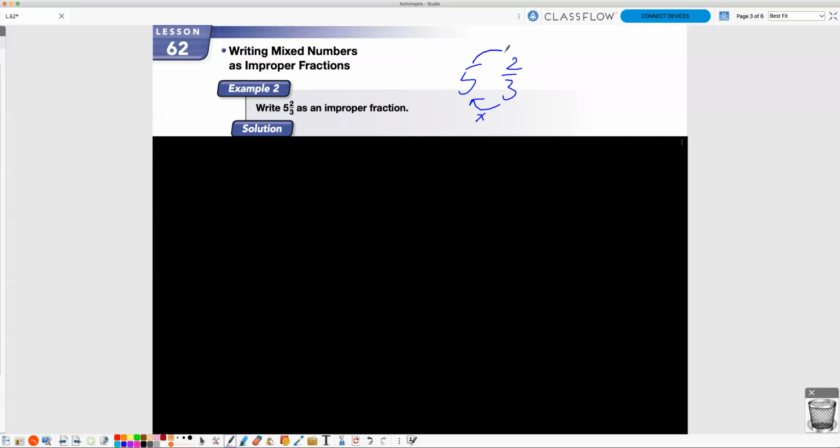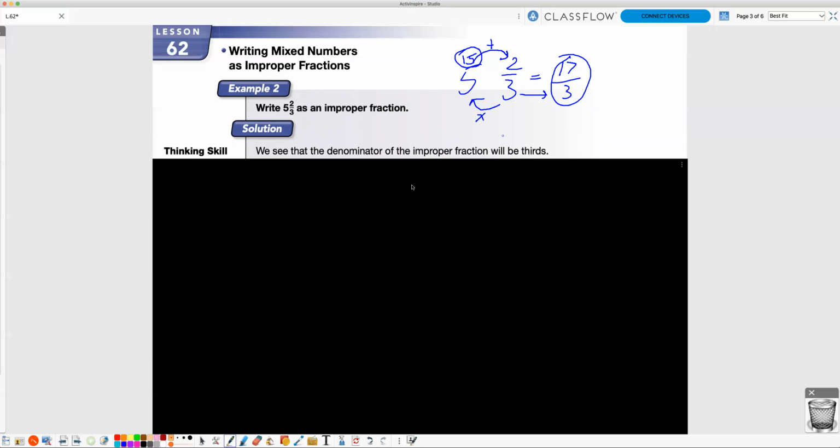And then we're going to take that number plus, so this 15 is what it ended up being. 3 times 5 is 15. 15 plus 2 makes 17. The denominator just stays the same, this 3. So this would be 17/3. 5 and 2/3 is the same amount as 17/3.